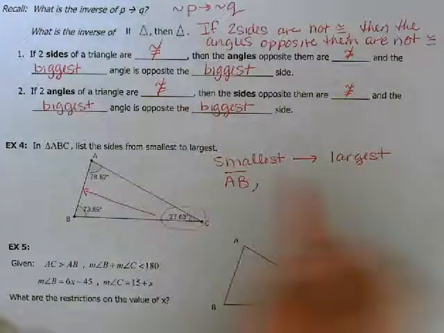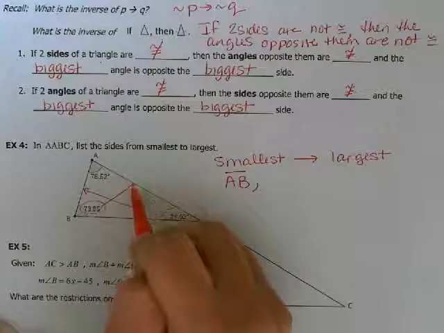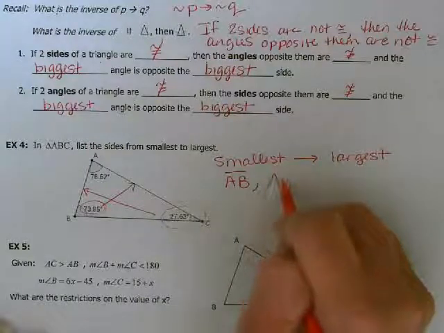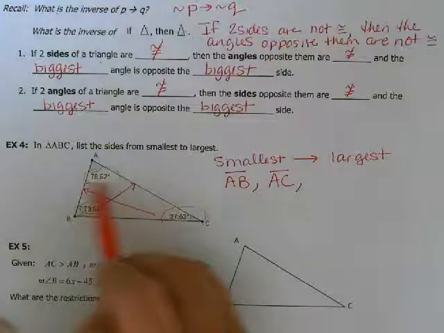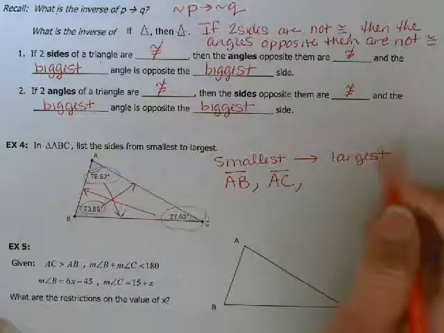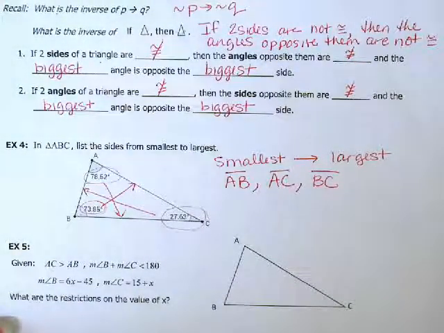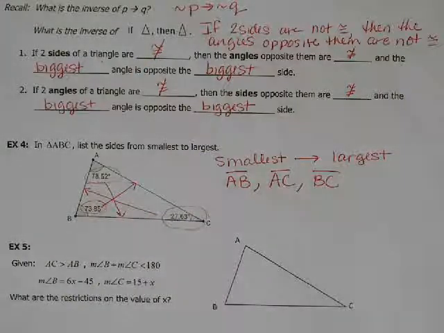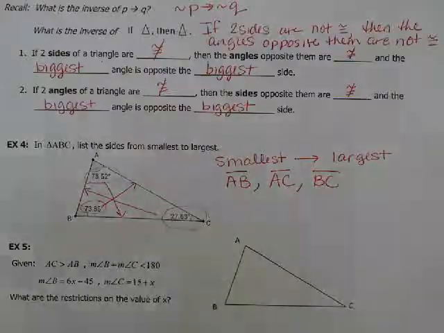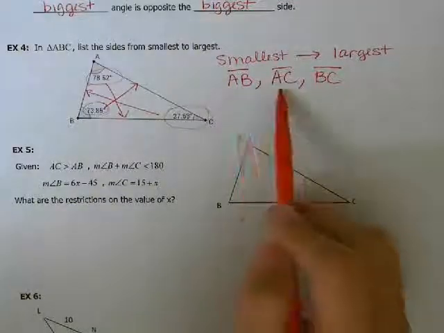And then the medium angle is 73.85, and the side opposite 73.85 is AC. And then finally we have angle A is the biggest one, and the side opposite that biggest angle is segment BC. So in order from smallest to largest, it's AB, AC, and BC.